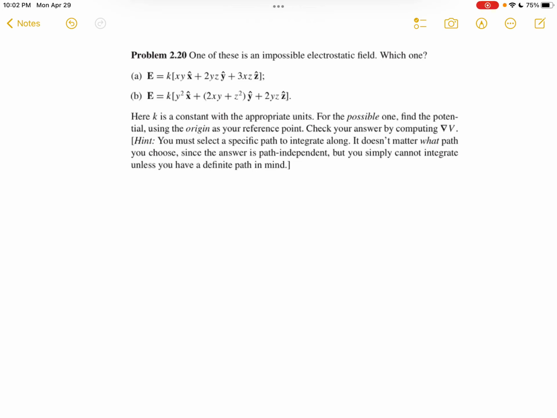How you doing? So for this problem, one of these is a possible electrostatic field. It wants to find out which electric field vector isn't possible.